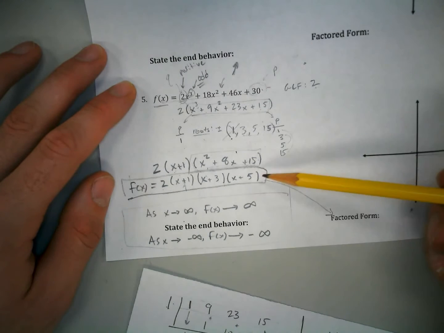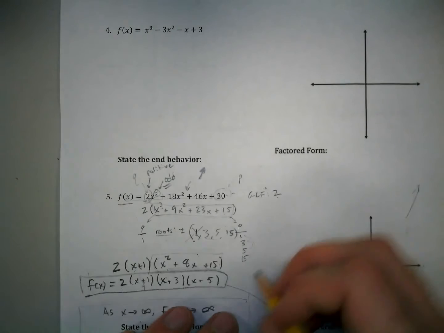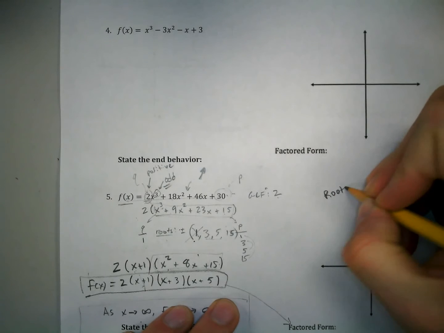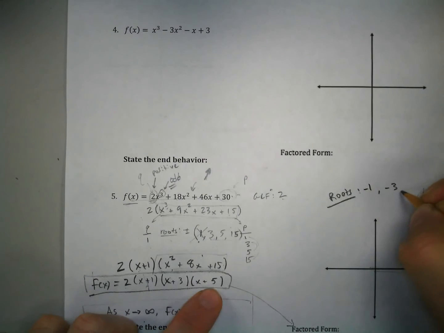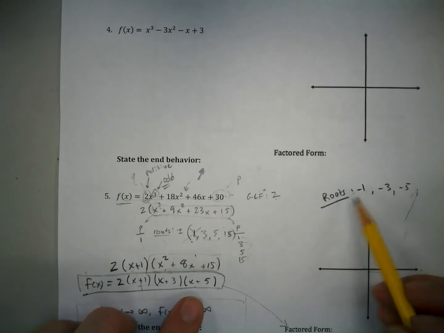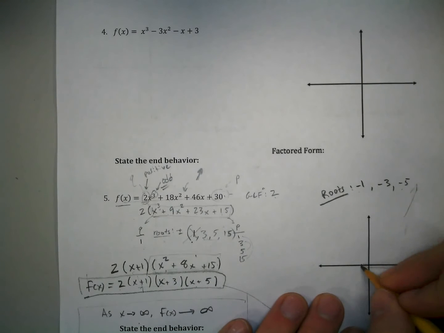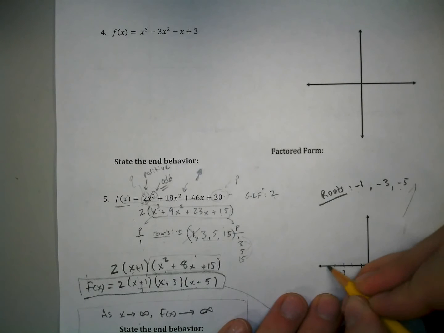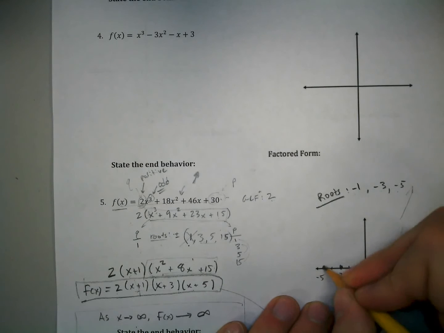So we've factored it, we found the roots, we've got the end behavior, we just got to graph it. Our factored form tells you where our roots are. We got a root at negative 1, we got a root at negative 3, we got a root at negative 5. Right, what would make these equal to 0? These numbers. Let's plot them. Negative 1, there's negative 1, 2, and 3, negative 3, 4, 5, negative 5. Here are our roots.